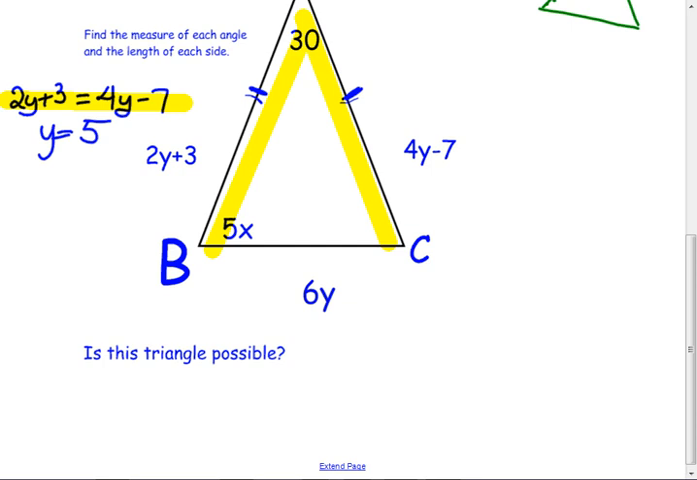That's a different question. Let's answer this question. How long is each side? If y is 5, how big is this side? 2 times 5 plus 3. That's 13. Do I have to do the calculation over there? No, I could check it. Make sure I got 13. And then what's this side? 25. Is this triangle possible?